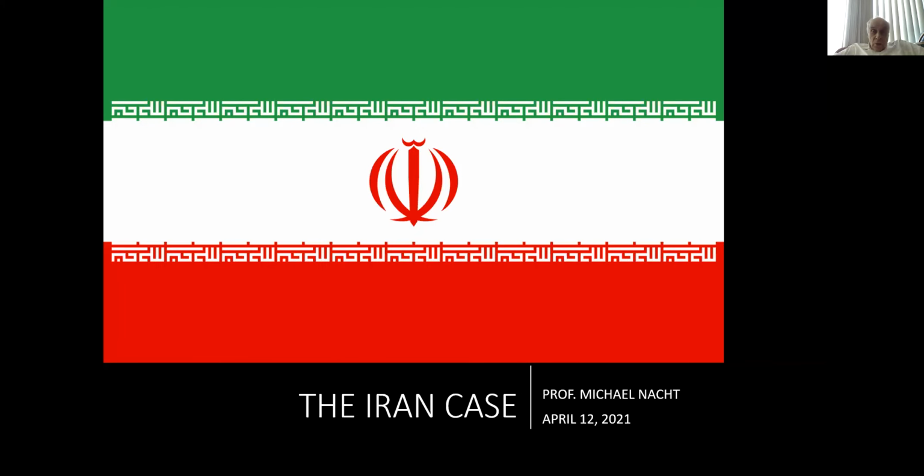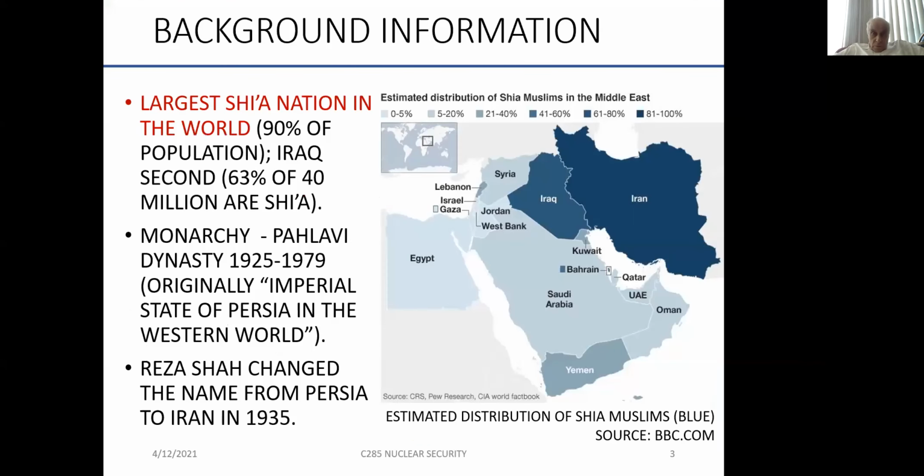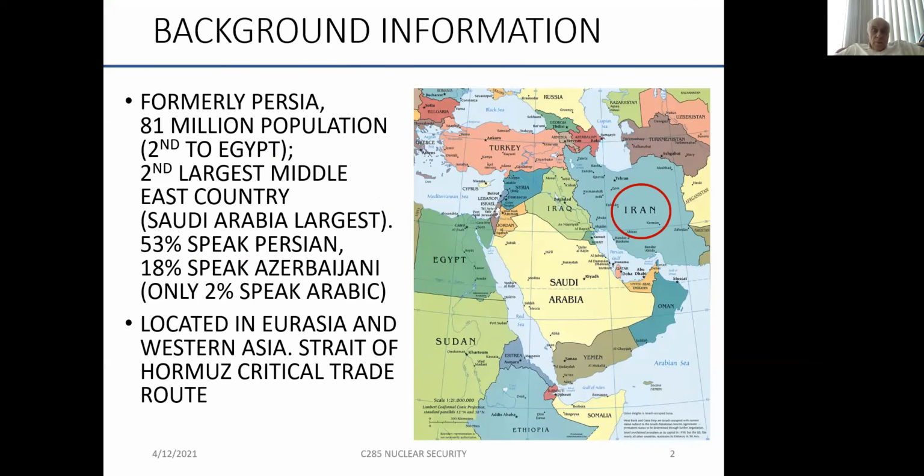Okay, there's the beautiful flag of the Islamic Republic of Iran. Next. So Iran, there you see it on the right of the circle, was formerly Persia. It has a population today in the neighborhood of 81 million people, which makes it second to Egypt in the Middle East, second largest Middle East country. In land area, it's second largest to Saudi Arabia.